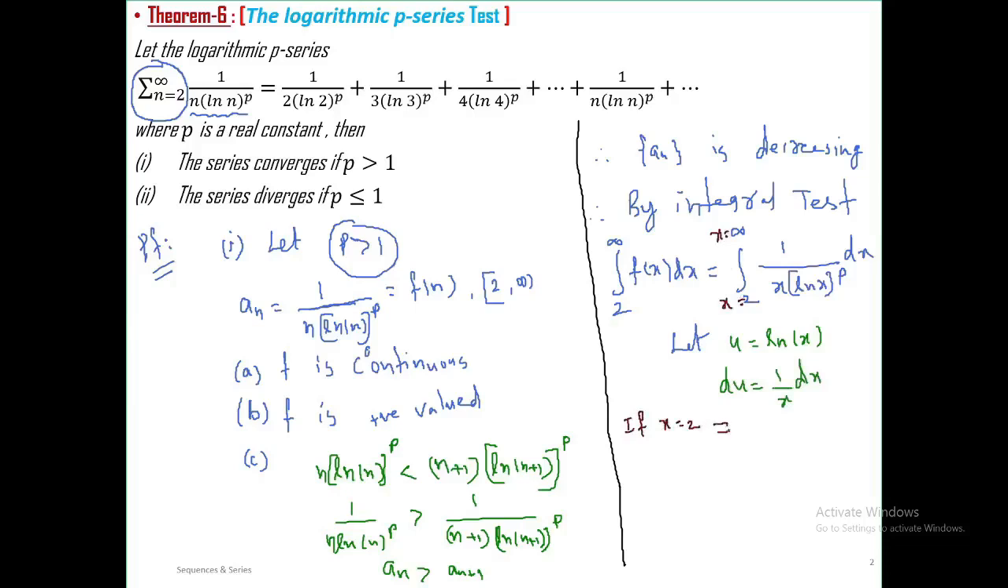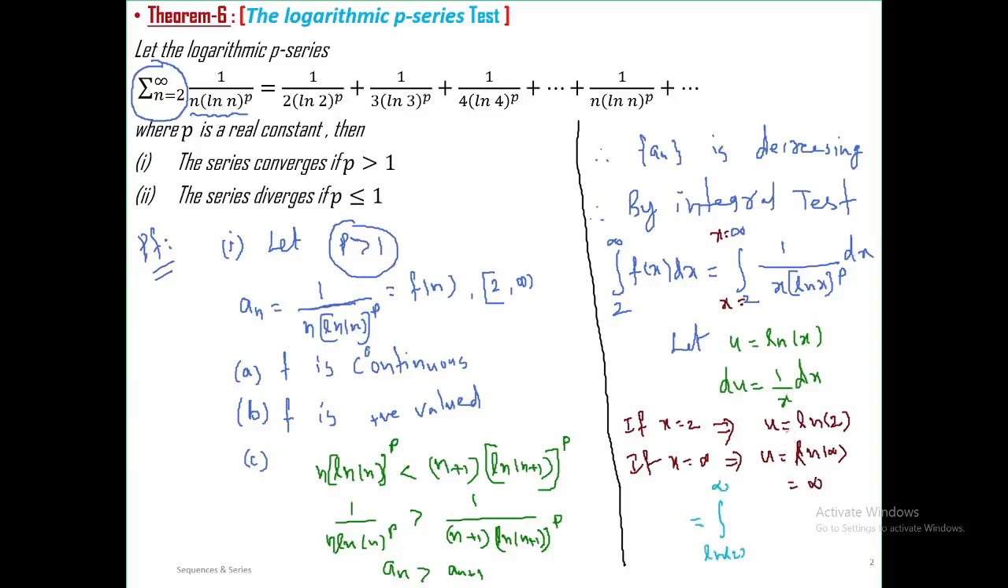If x is equal to 2, then the new limit u value is ln x, so ln 2. Instead of x, you substitute 2. Therefore the new lower limit is ln 2. Similarly, the new upper limit: the old upper limit is infinity, so the new upper limit u is ln infinity, which is infinity. Clear? So now the new integral is modified like this: the integral with u from ln 2 to infinity. These are the u limits, right? And look at the integral, 1 upon x dx. What is the value of 1 upon x dx? It is du. So let me write here du.